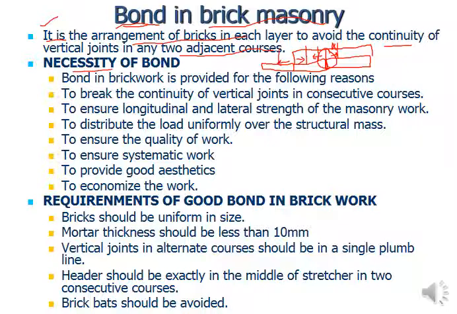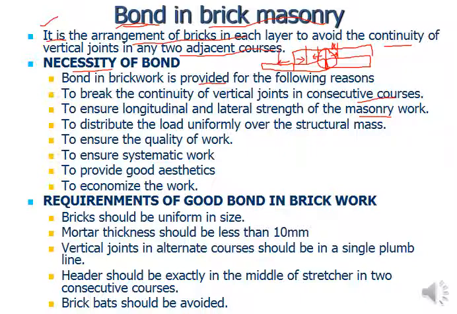Necessity of the brick bond. Why do we need the brick bond? One or two reasons we have already discussed, and the others can be listed here. The bond in brickwork is provided for the following reasons. Number one, to break the continuity of the vertical joint in consecutive courses. That's what I have told you. Number two, to ensure the longitudinal and lateral strength of the masonry work.